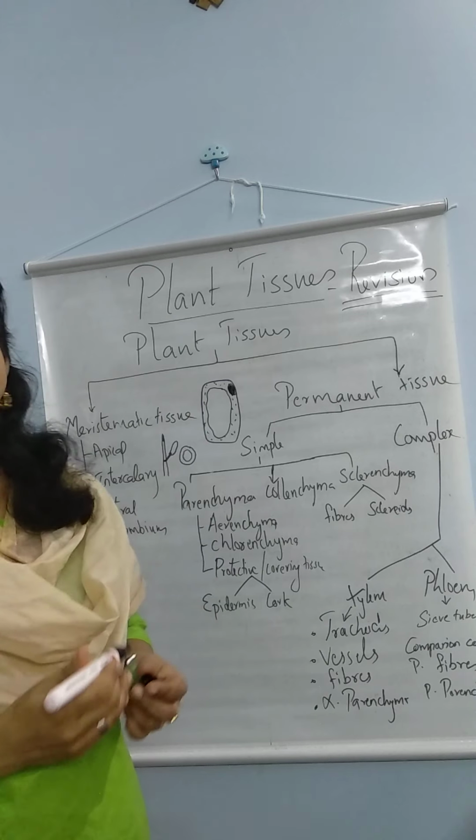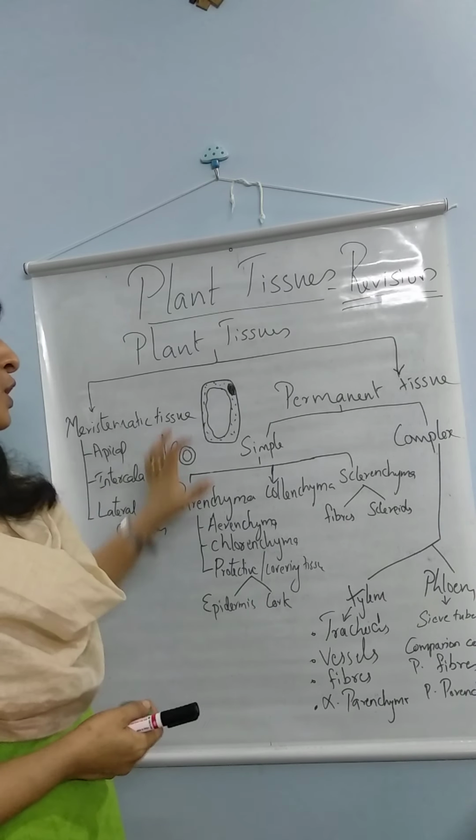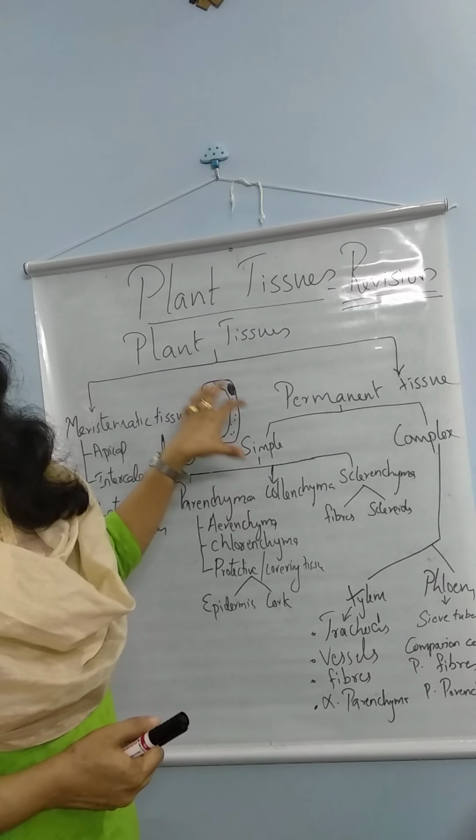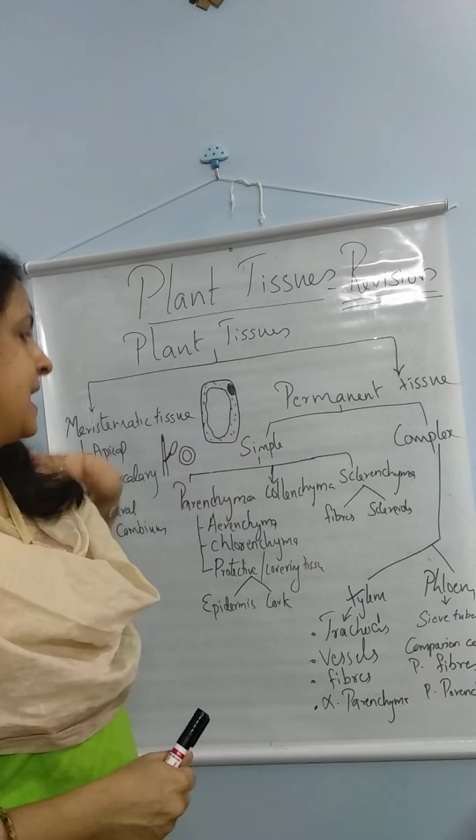So this is the case of differentiated plant cells. So the vacuole is filling most of the region of the plant cell.